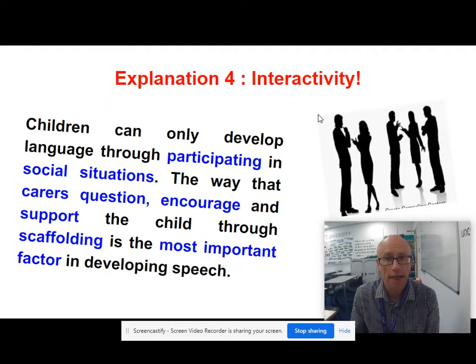And lastly, interactivity. This is the idea that children can really only develop language successfully through participating in social situations. So what happens is that the carers, the adults around them, modify their language so that they're questioning and encouraging and supporting the child through scaffolding. And that's the most important factor in developing speech.